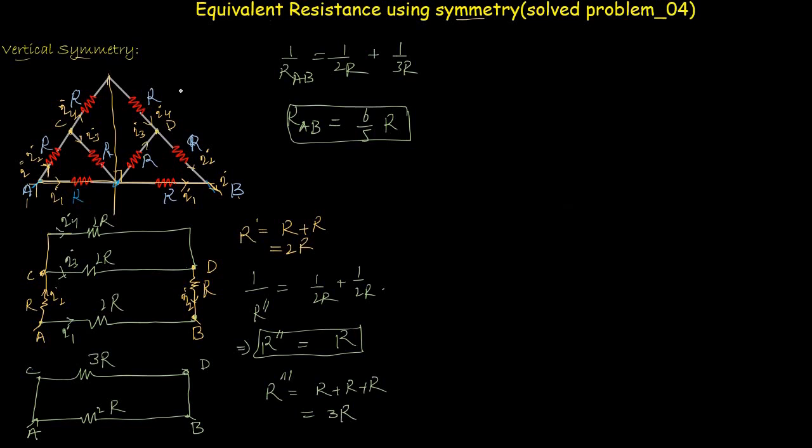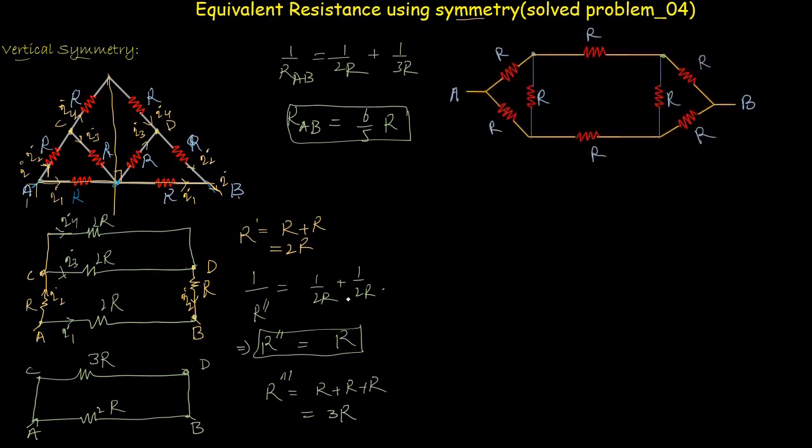Now let's move towards another example which is related to horizontal symmetry, in which we are asked to find the equivalent resistance between point A and B. Now let's use the rules of horizontal symmetry to find the equivalent resistance between point A and B. Let's first look into this network. Does there exist any horizontal symmetry in this network?